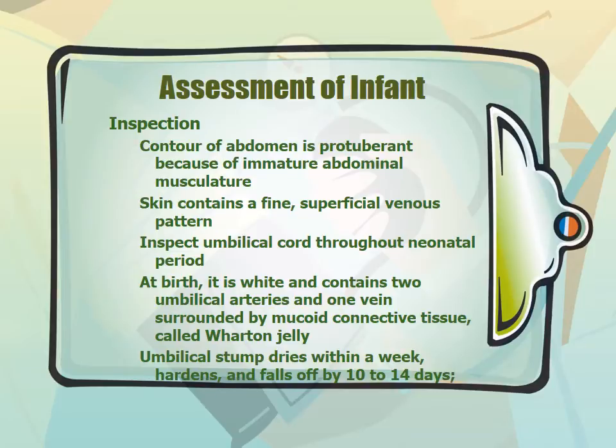At birth, it's actually kind of a white color, and as I said earlier, it's going to contain 2 umbilical arteries and 1 vein. It's usually surrounded by a substance called Wharton jelly, and it really does look a lot like jelly, but it is actually connective tissue. Usually it dries up within about a week. It gets hard, and it will eventually fall off within a 10 to 14 day period.